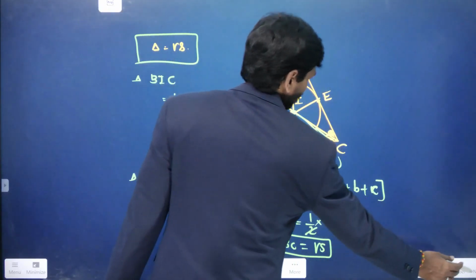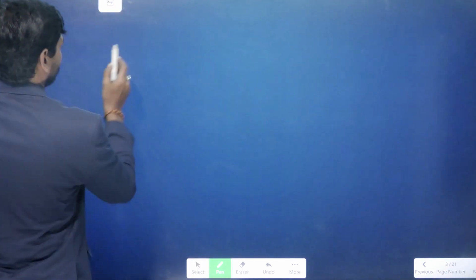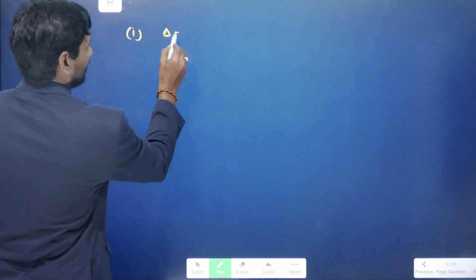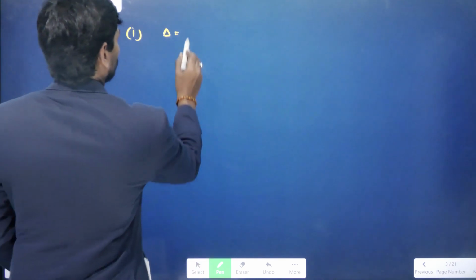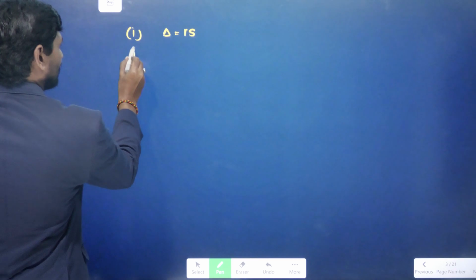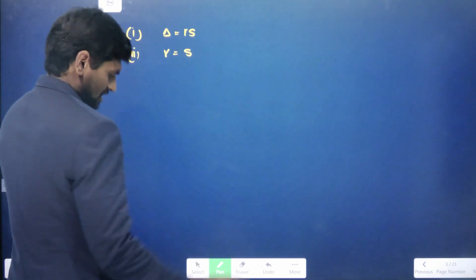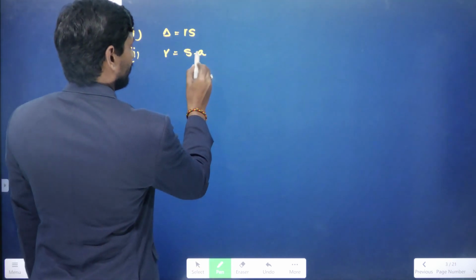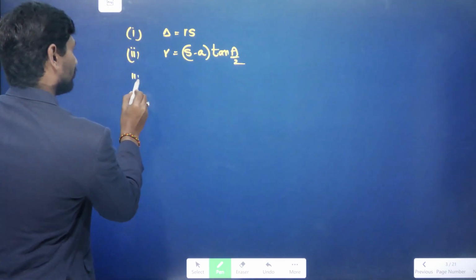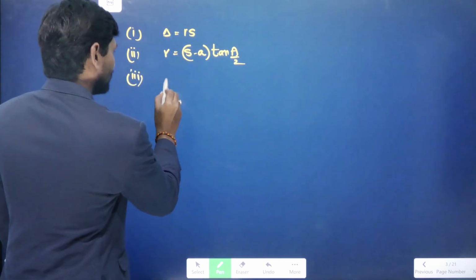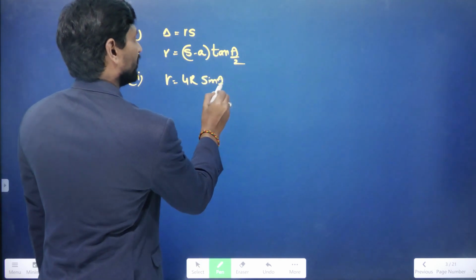So the first formula: the area of a triangle is represented with delta. Triangles we call delta. First, we prove that. And the second formula is r equals (s minus c) into tan C by 2, or s minus a into tan A by 2. And the third formula is r equals 4R sin A by 2, sin B by 2, sin C by 2.